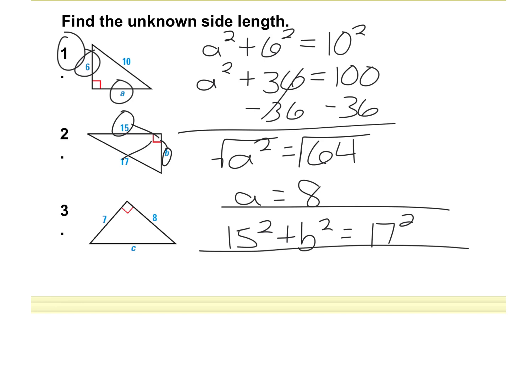What are my 2 legs? 15 squared. On number 3, sorry, we're on number 3. 7 and 8. So we have 7 squared plus 8 squared, but it is 64, equals c squared, and then you would solve from there. Okay?